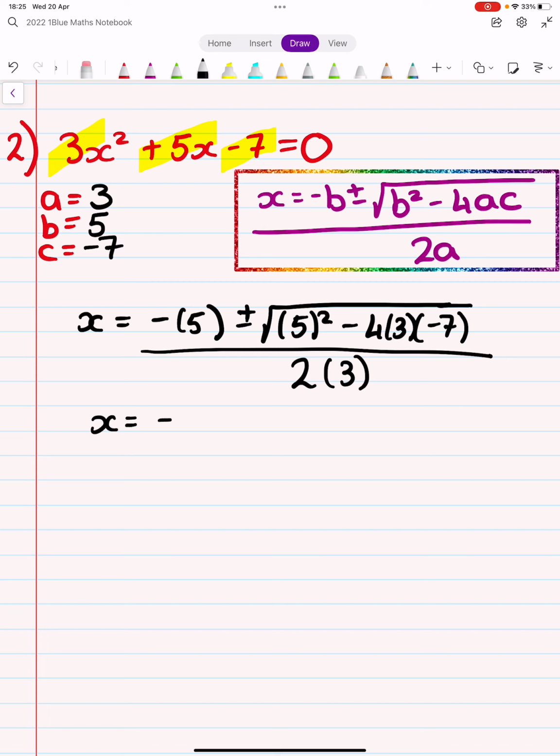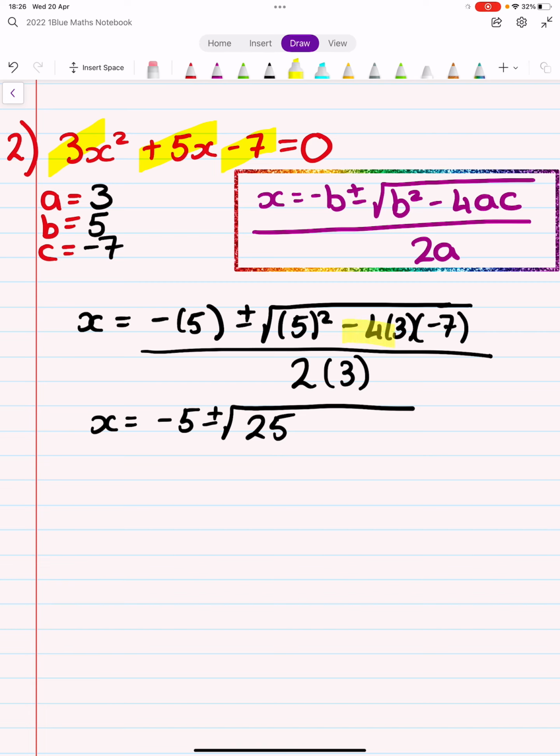So x equals minus 5 plus or minus, and if we look now, 5 squared will give us 25. And if we look at minus 4 times 3 times minus 7, and we put that into our calculators or we do it in our heads, we'll see that that gives us a positive 84. All over 2a, which is 2 times 3 in this case, and 2 times 3 is 6. Now we need to keep on working down, and 25 plus 84 will give us 109.